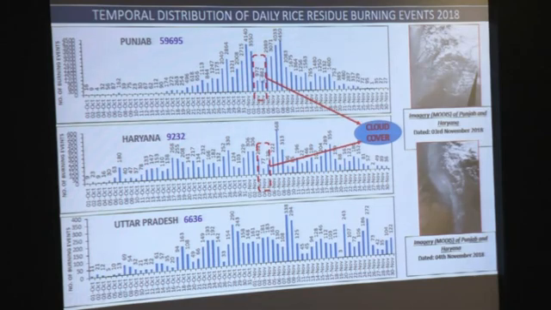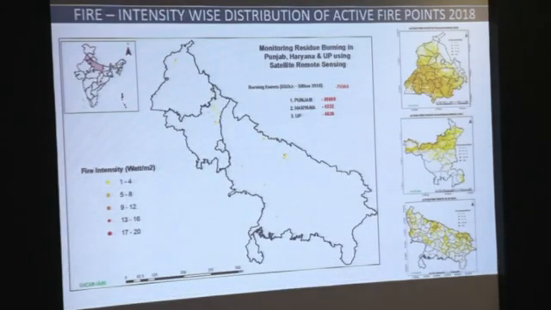Of course, there was some issue during 2 days when there was a lot of cloud over the region and we could not detect using satellites. So that is a drawback of the technology. And this is how the maps were being produced and distributed. These are the final maps, showing the distribution of burning events, each of those points, in the 3 states.